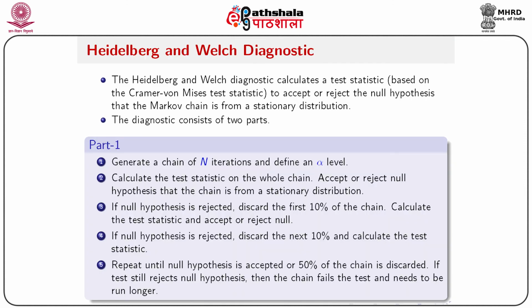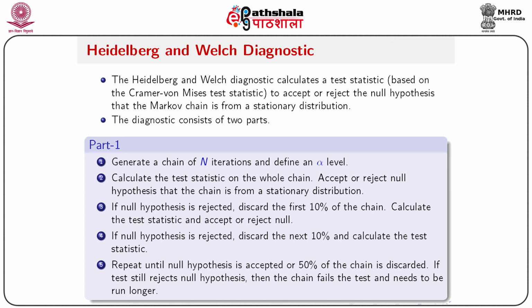The last diagnostic method that we are going to learn today is the Heidelberger-Welch diagnostic, the HW diagnostic. The HW diagnostic calculates a test statistic based on the Cramér-von Mises test statistic to accept or reject the null hypothesis that the Markov chain is from a stationary distribution. So this will test whether it is converging to a stationary distribution or not.